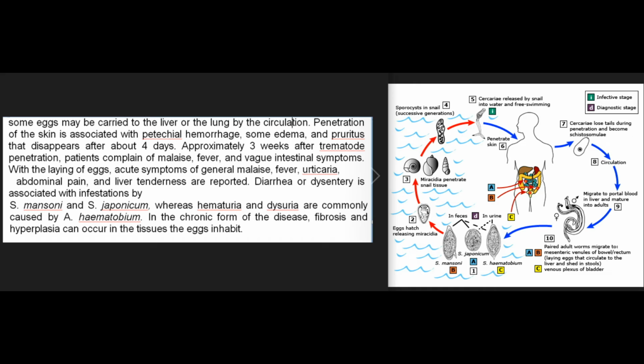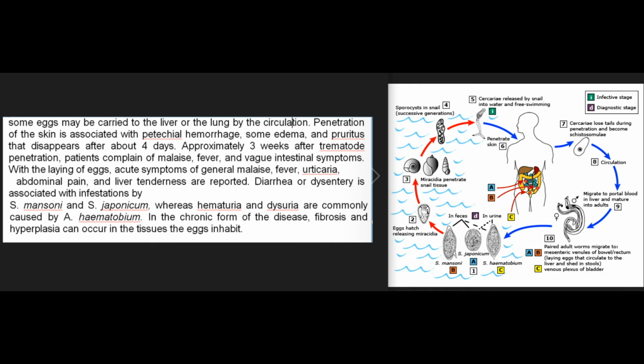Approximately 3 weeks after trematode penetration, patients complain of malaise, fever, and vague intestinal symptoms. With the laying of eggs, acute symptoms of general malaise, fever, urticaria, abdominal pain, and liver tenderness are reported.